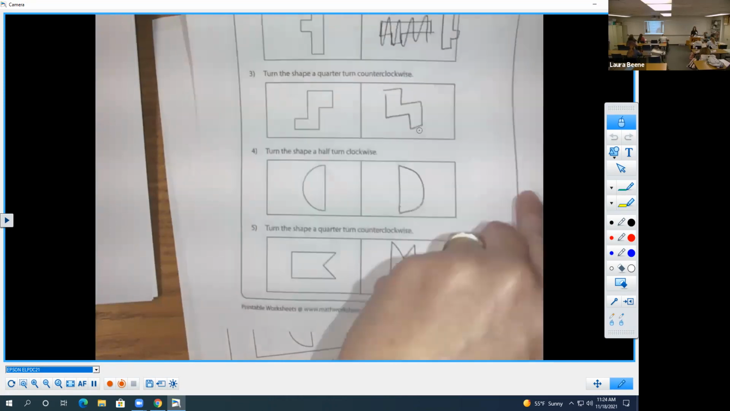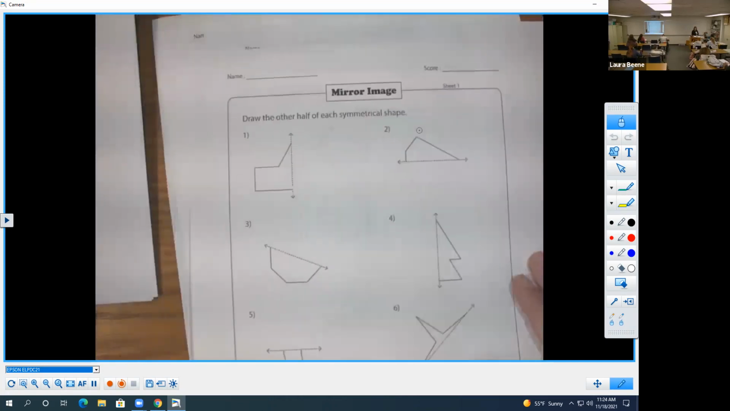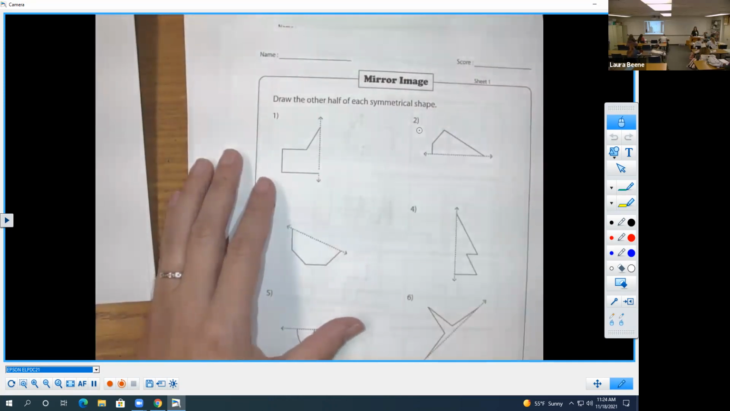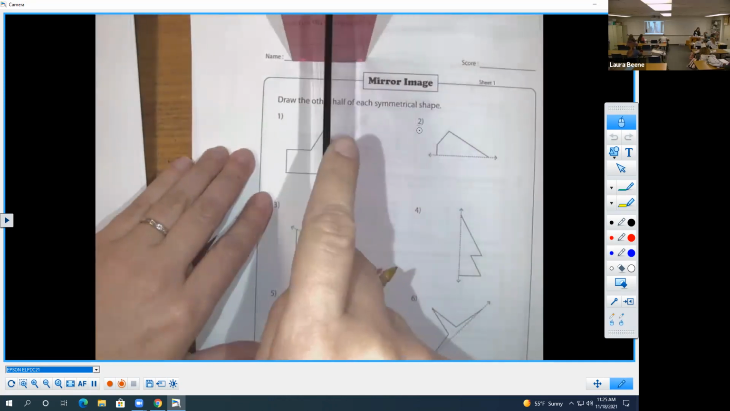Okay, if you look at the other side, this is the fun one where you get to use the mirrors. So draw the other half. You could literally do this without it if you wanted to, but it's a little bit more fun if you do it with it.